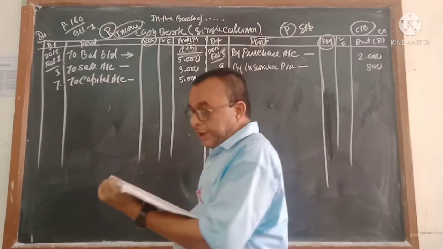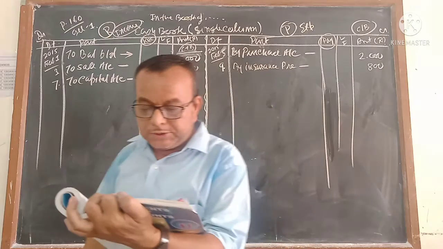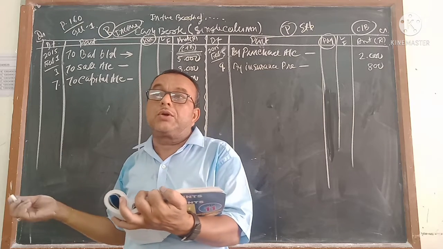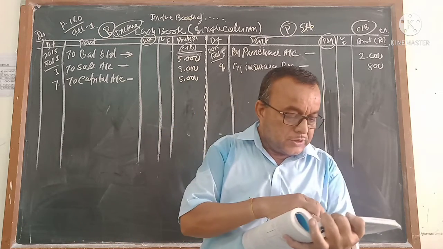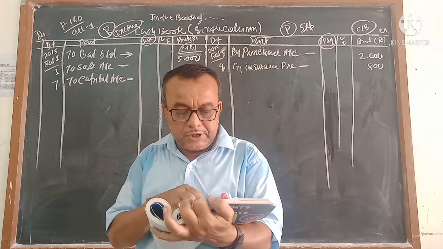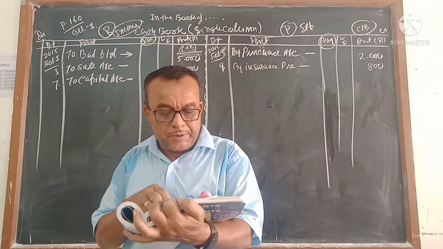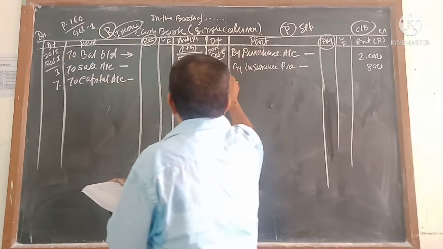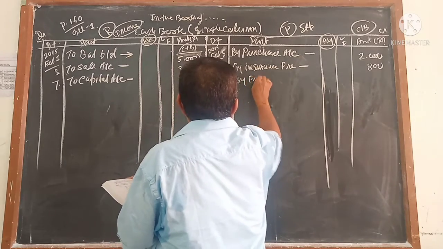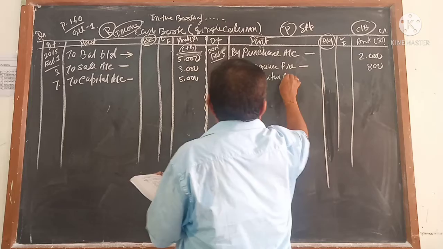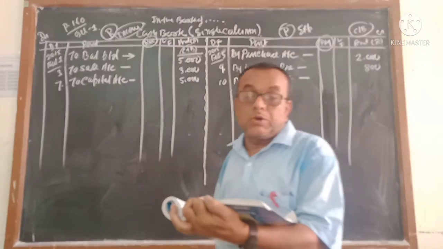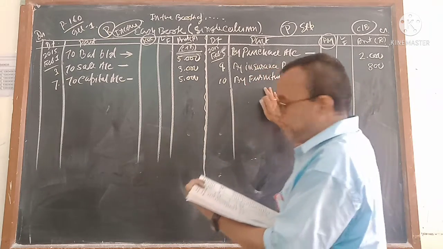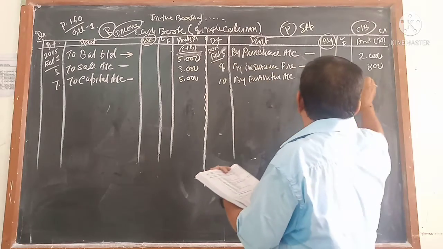9 is over. Now 10. Furniture of 4,000 purchased from Ganesh Furniture Mart for cash. If it is a credit transaction, it will not be recorded here. Keep in mind, only cash transactions. Furniture purchased from Ganesh Furniture Mart for cash, cash has gone. 10, by furniture account. Ganesh Furniture Mart will not come because your journal is furniture account debit to cash. How much is it? 4,000.